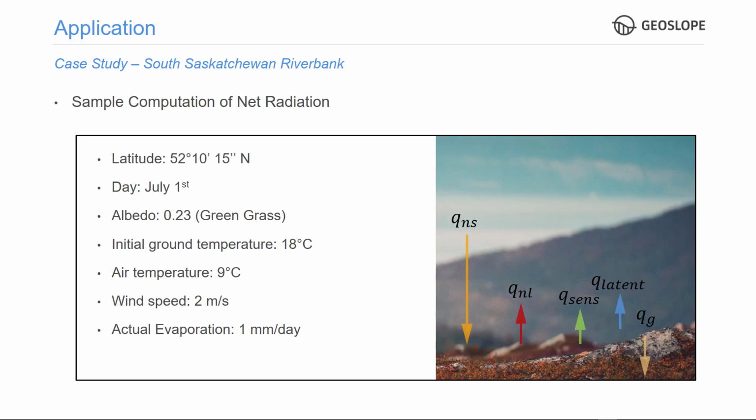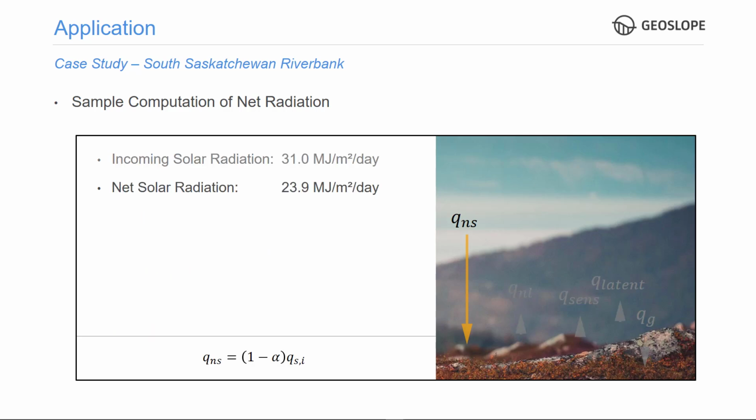To answer this question, let's walk through the computations for a specific day, say July 1st, at which time the initial ground surface temperature is 18 degrees Celsius, the air temperature is 9 degrees Celsius, wind speed is 2 meters per second, and actual evaporation is 1 millimeter per day. The first step in the process consists in computing the net solar radiation flux as the product of 1 minus albedo times the incoming solar radiation flux.